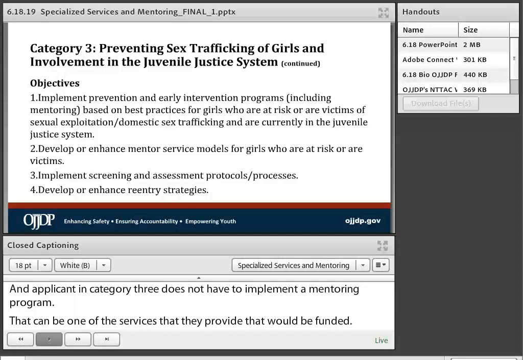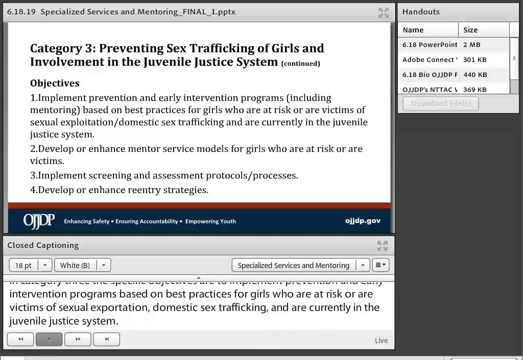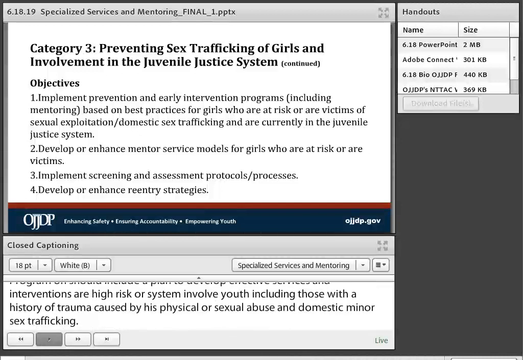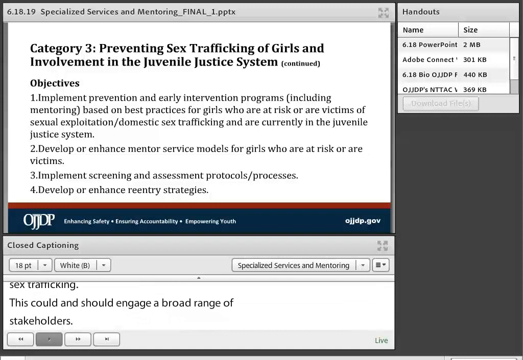Program models should include a plan to develop effective services and interventions for high-risk or system-involved youth, including those with a history of trauma caused by physical or sexual abuse, commercial sexual exploitation, and domestic minor sex trafficking. And this could and should engage a broad range of stakeholders. This can include law enforcement, prosecutors, juvenile defenders, judges, probation officers, victim service providers, researchers, advocates, and most importantly, girls, young women, and their families.